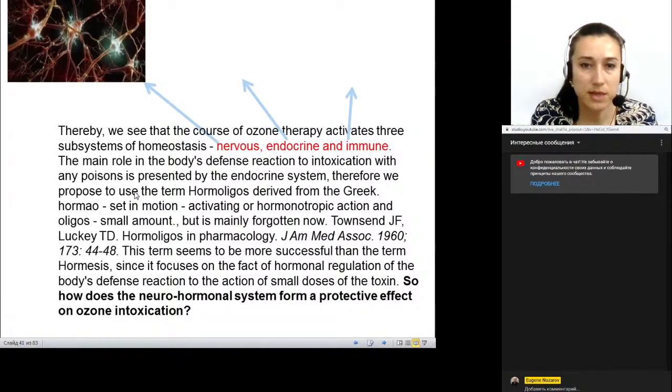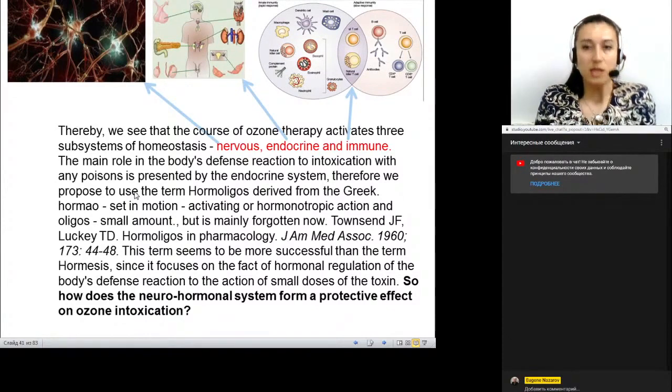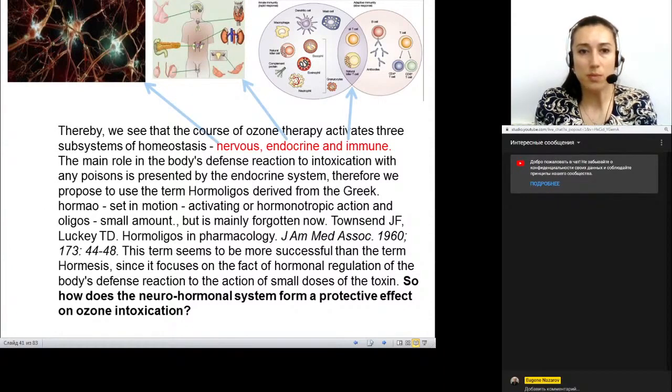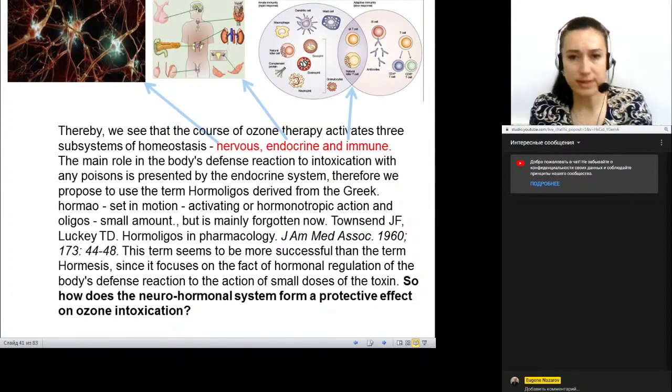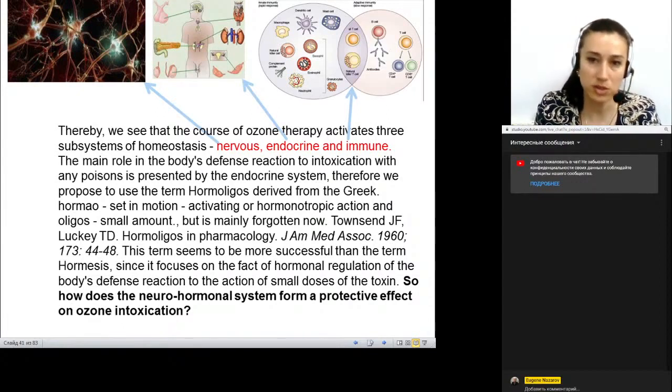So, thereby we see that the course of ozone therapy activates three subsystems of homeostasis: nervous, endocrine, and immune. The main role in the body's defense reaction to intoxication with any poison is played by the endocrine system. Therefore, we propose to use the term homologous, derived from the Greek language, which means hormone set in motion, activating, of hormonotropic action, and oligos, which means small amount. This term seems to be much more successful than the term hormesis, since it focuses on the fact of hormonal regulation of the body's defense reaction to the action of small doses of a toxin.